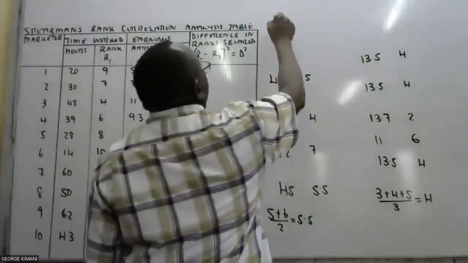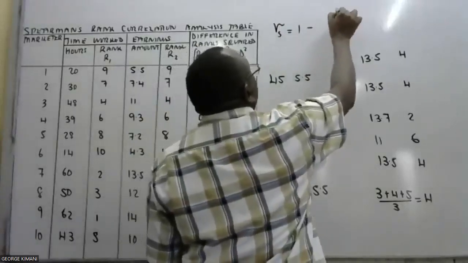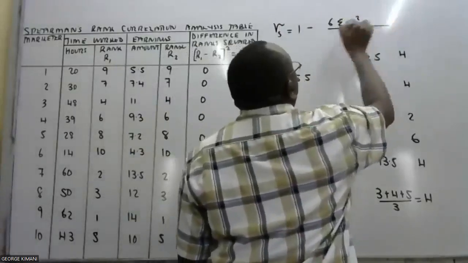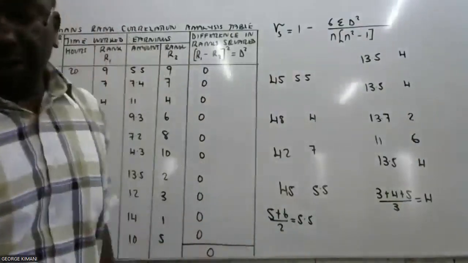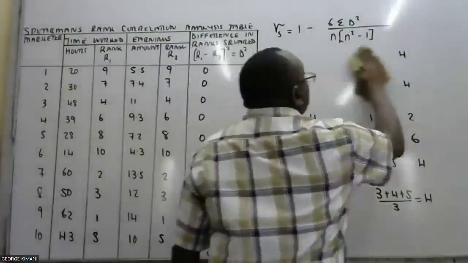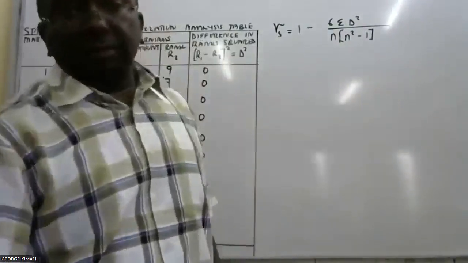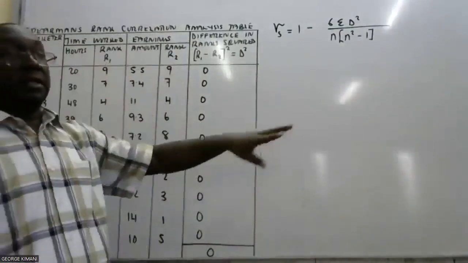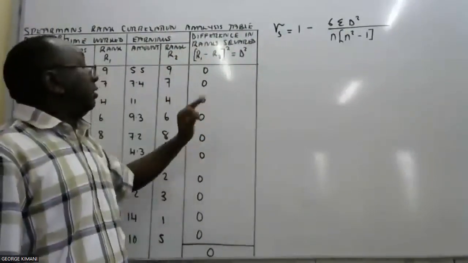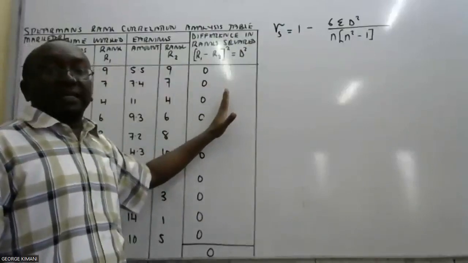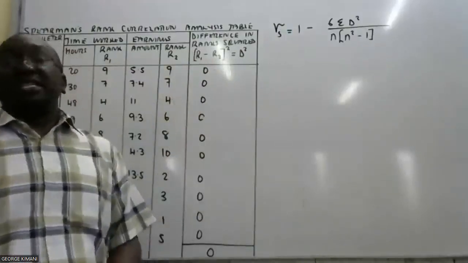Now the formula down there, Rs, is given as 1 minus 6 sum of d squared, you divide by n, n squared minus 1. That's the formula. When you are in regression, I talked about R, the correlation coefficient. And this one is still a correlation coefficient. But the difference is, this one is used to measure qualitative data, data that you may not quantify, while the other one is used to measure quantitative data.